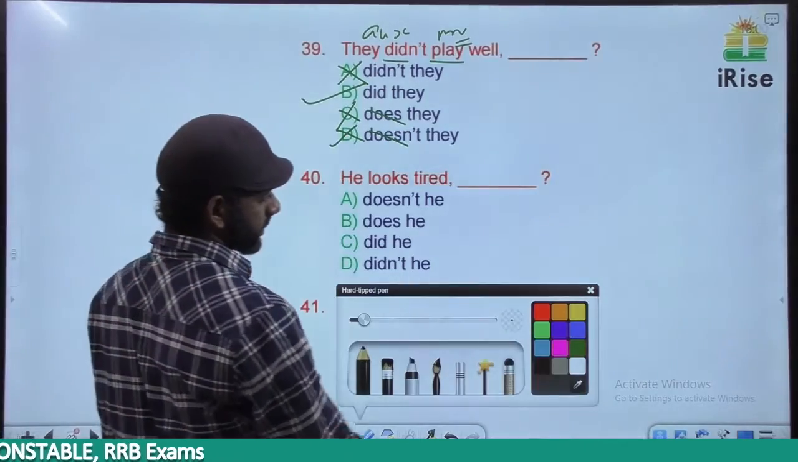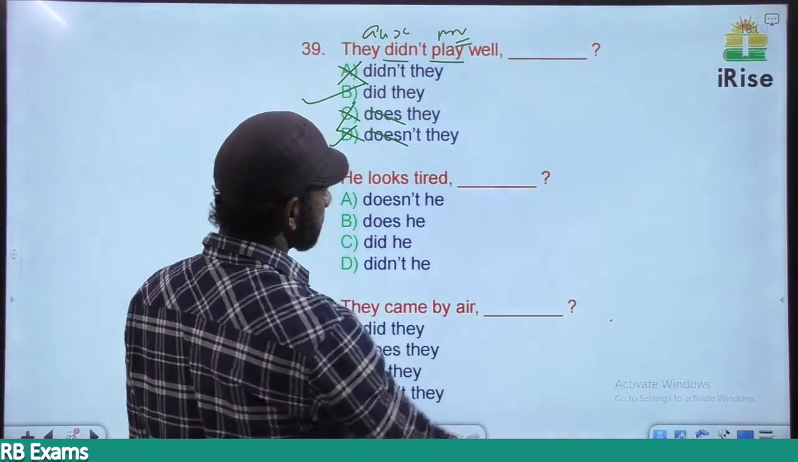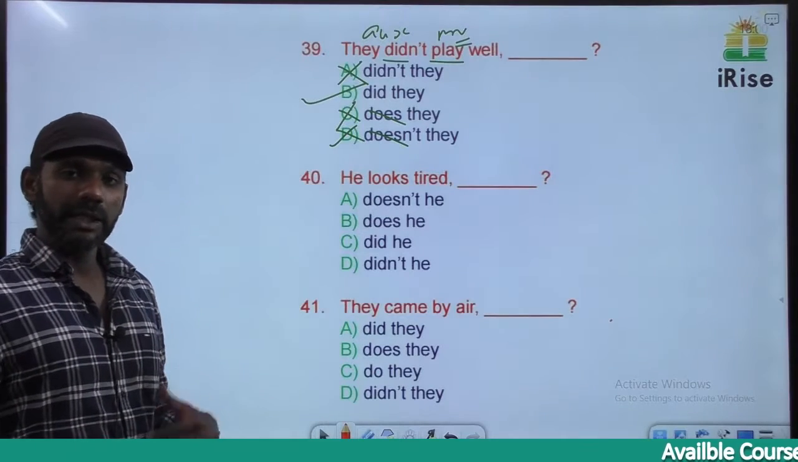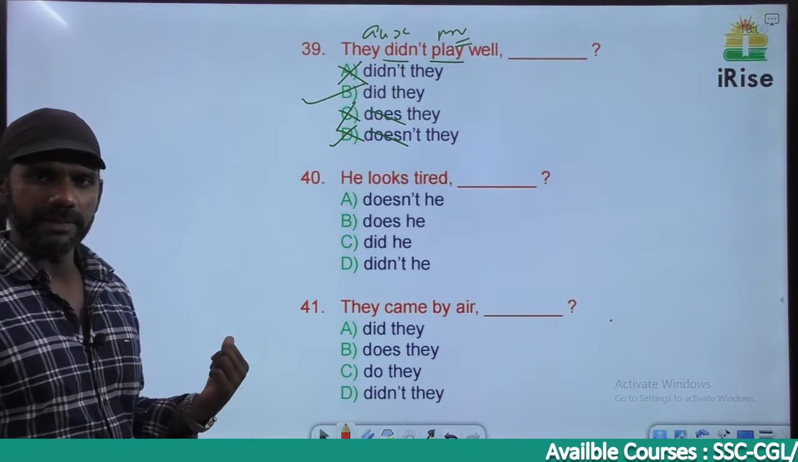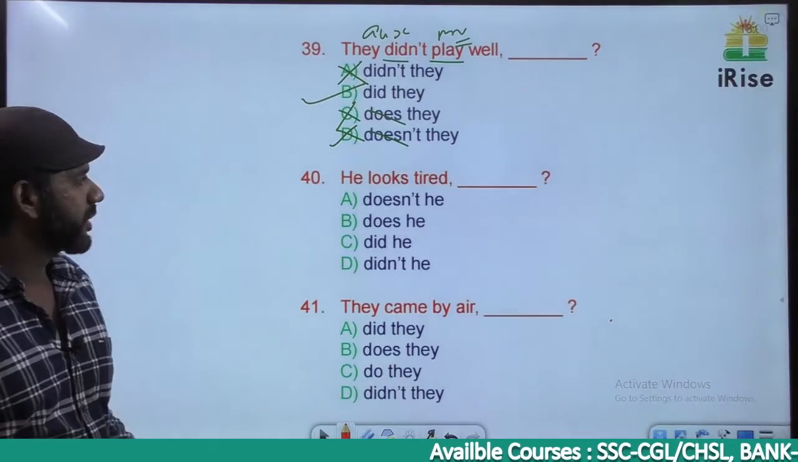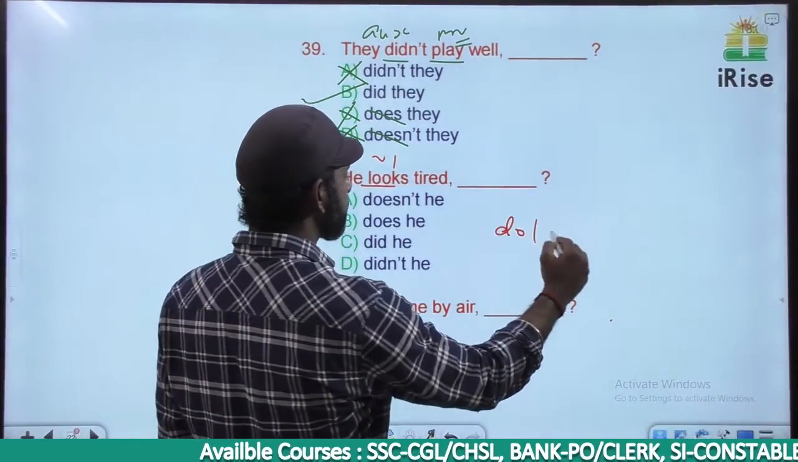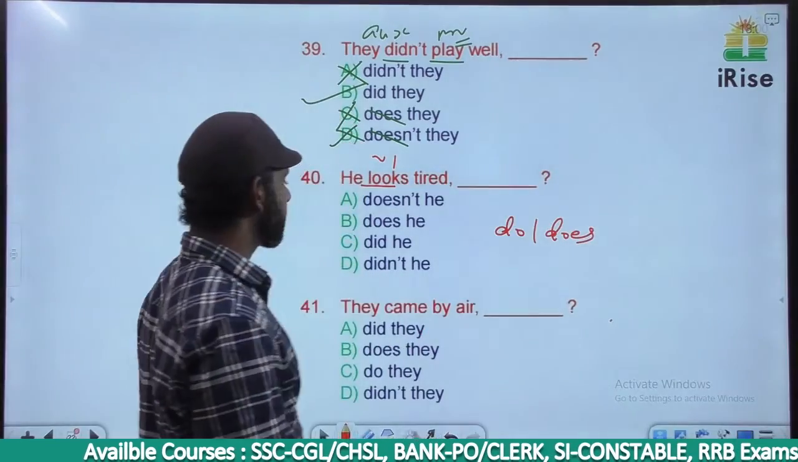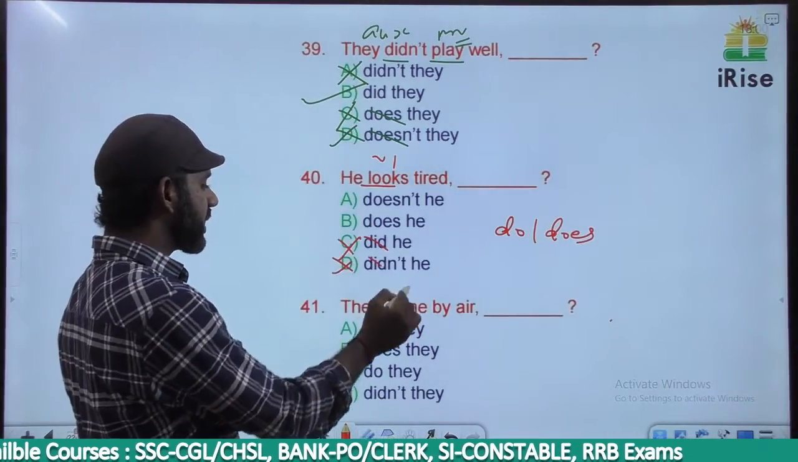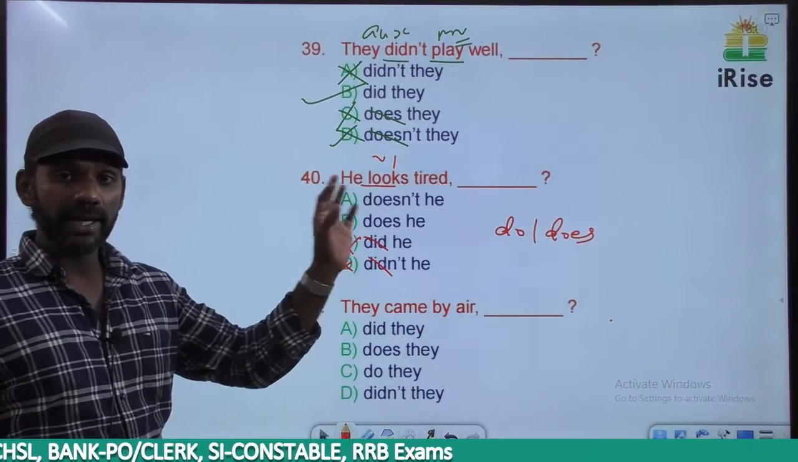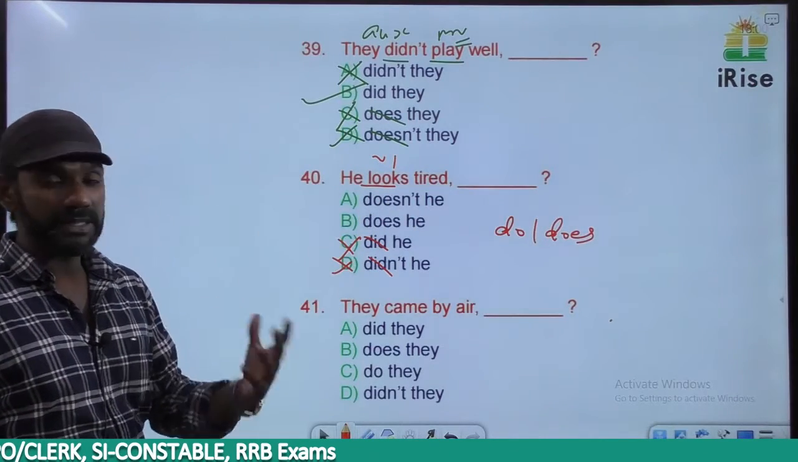The next one. He looks tired. I think we had the same question earlier. There's no auxiliary verb here. The verb in this sentence is looks, V1. So in the tag we have to go for do or does. Based on that, C and D are eliminated. C and D said did. No, there's no N word in the sentence. In the tag there must be an N word.